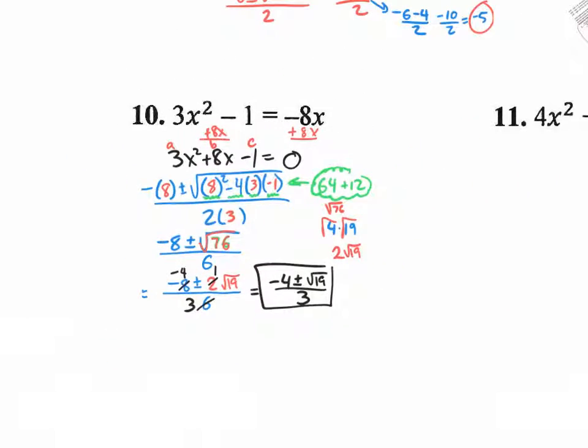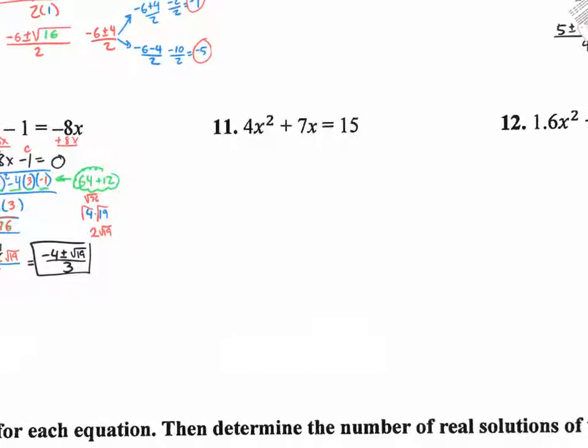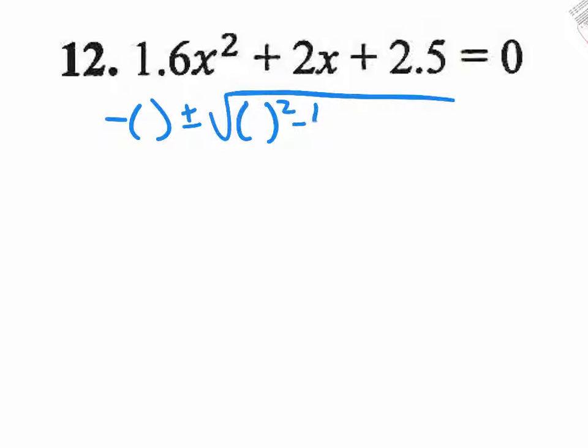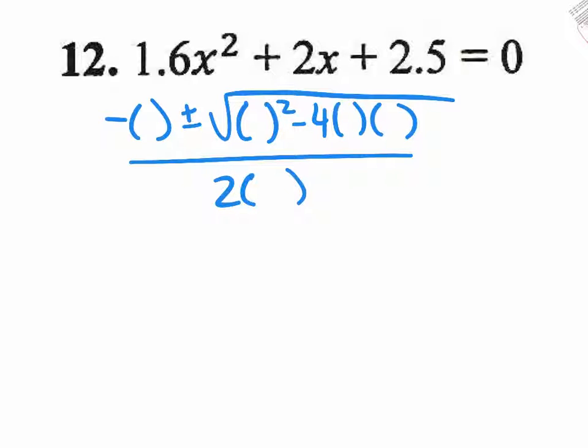Mr. S, this is a lot. It is a lot. I can't remember half of that. All you have to do is remember your formula. Negative b plus or minus the square root of b squared minus 4 times a times c, all divided by 2 times a. If you got that down, you're good, because the calculator really does the rest.